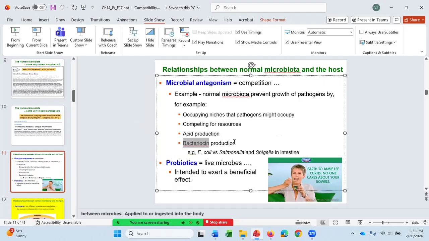You can also consume microbes in a probiotic. The consumption of live microbes intended to exert a beneficial effect. For example, individuals who take yogurt with live bacteria in it consume the microbes as a probiotic, and then these individuals are much less likely to get a urethral infection. For females, they're also much less likely to get a bladder infection. Any question about any of that?